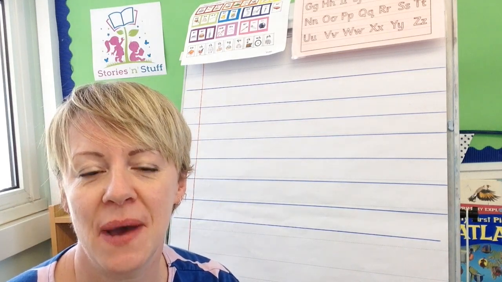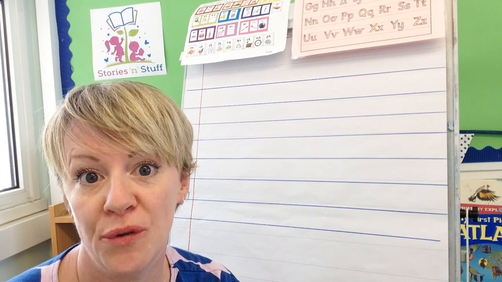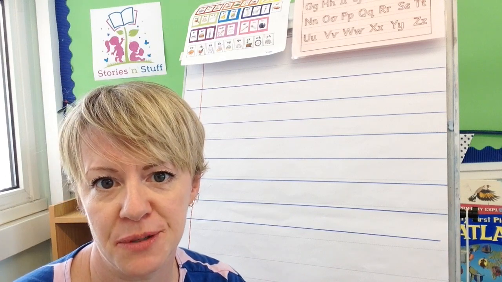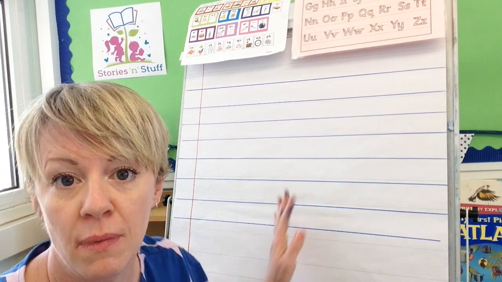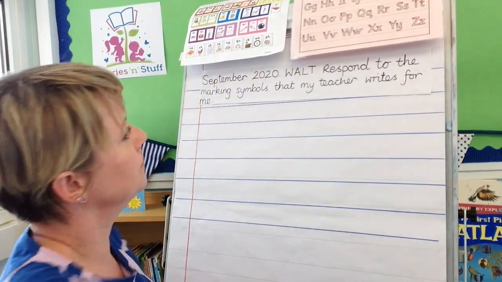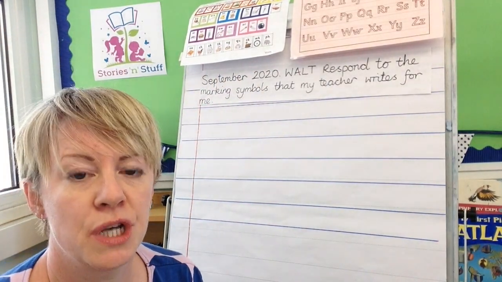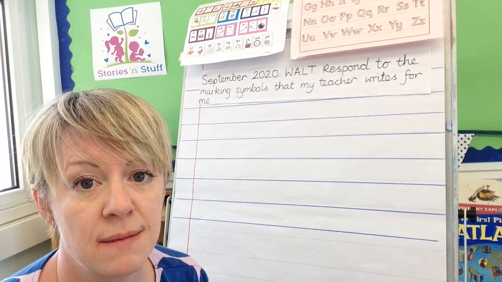Today I'm going to show you how I introduce my marking symbols to the children so they understand what they need to do and how they respond to them. First of all, I will model a piece of writing in my English book and show them how to stick their WALT in first. And then I will show them a piece of writing with some errors and some of my marking symbols in the margin.